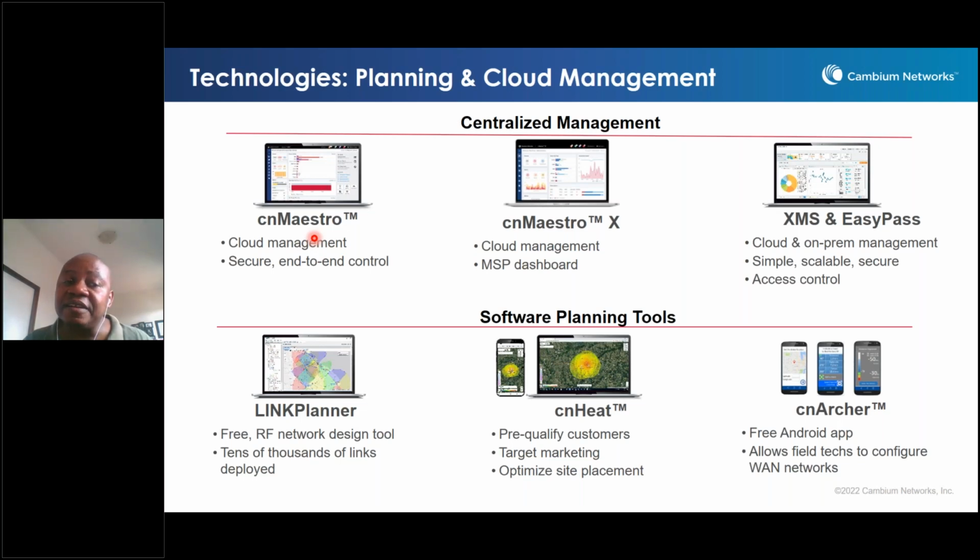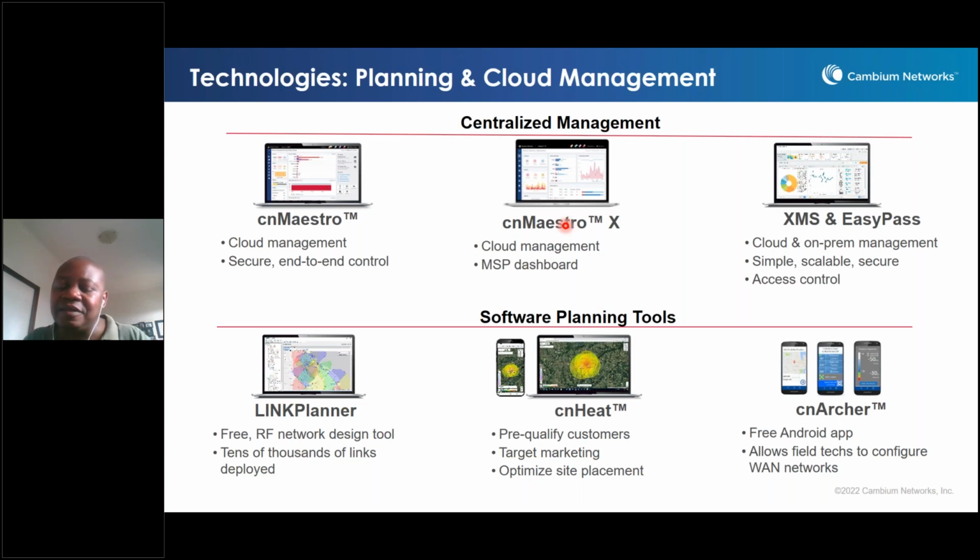If you have a Wi-Fi network, you can use it as a hotspot solution. It's got a voucher system on it. So very versatile. We've got two flavors of cnMaestro. We've got cnMaestro Essentials, which is the one I'm pointing at now, and then we have cnMaestro X. So cnMaestro Essentials is free of charge, and with Essentials you can monitor up to about 10,000 subscribers.